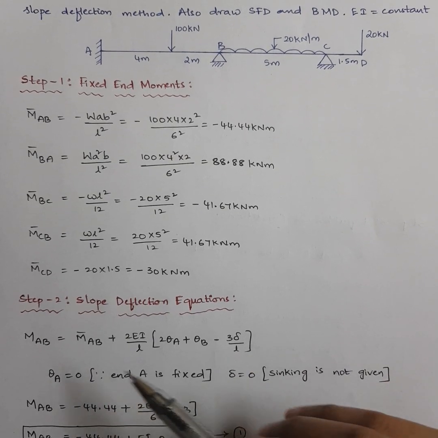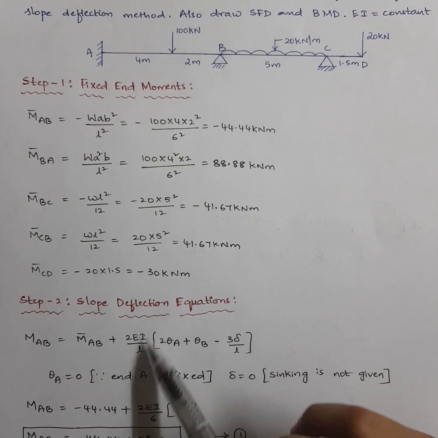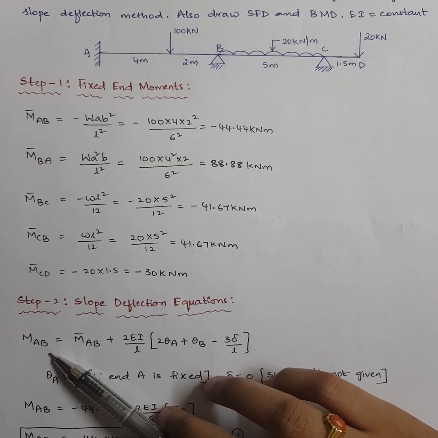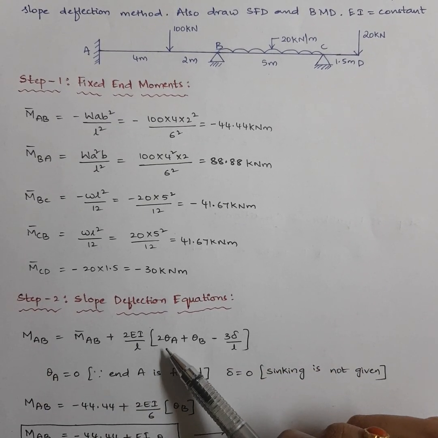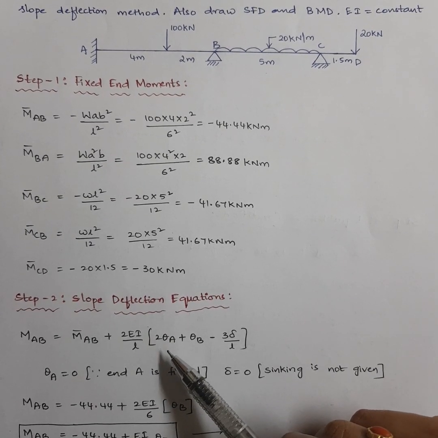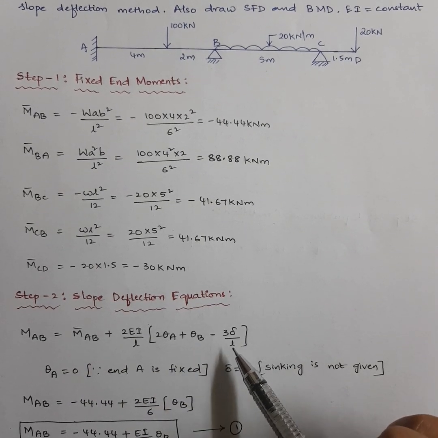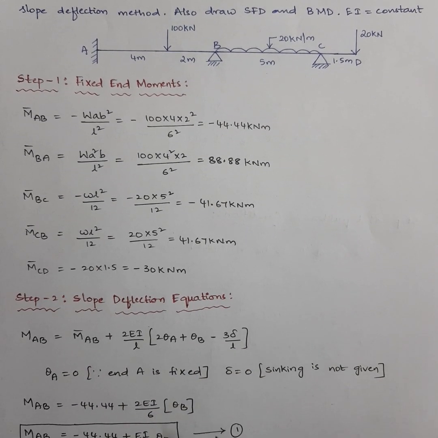This is the formula. Here, remember a shortcut we are doing for AB. So A is coming first, B is coming second. So here, the first alphabet whichever is coming, that will have 2 times theta. Okay. So here AB means 2 times theta A plus theta B minus 3 delta by L. The other thing will be common.